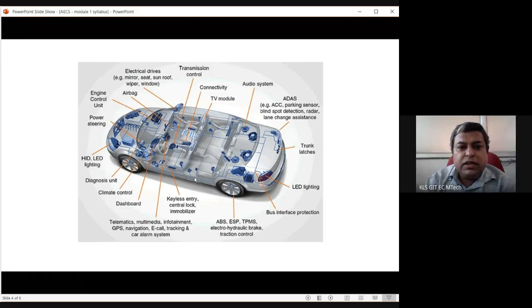Okay, this is also a foreign car because it has the steering on the left side. So there is an airbag for both the driver and the person sitting in the front seat. Then there is the engine control unit. Okay, and there is power steering. What is this? HID LED lighting. So HID LED lighting happens automatically in case of an ADAS.